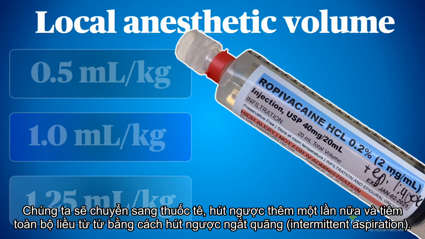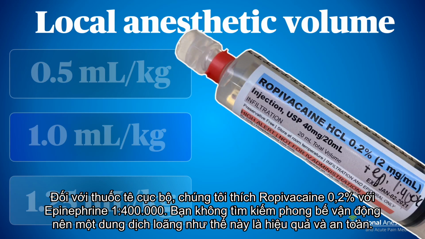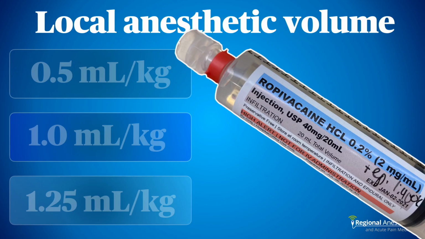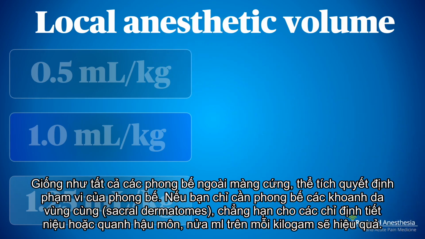For local anesthetic, we like 0.2% ropivacaine with epinephrine at 1 to 400,000. You're not after a motor block, so a dilute solution like this is effective and safe. Like all epidural blocks, it's volume that determines the extent of the block.